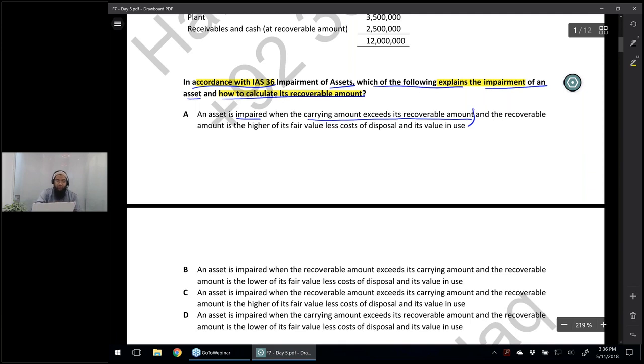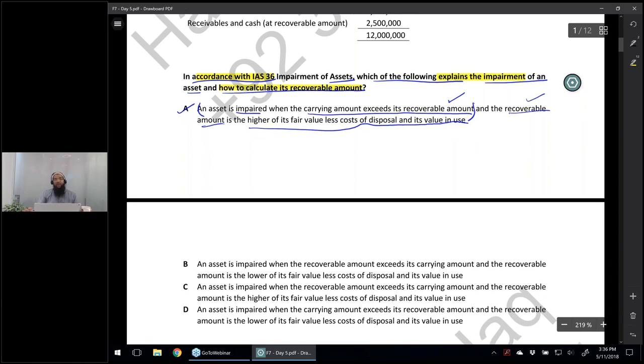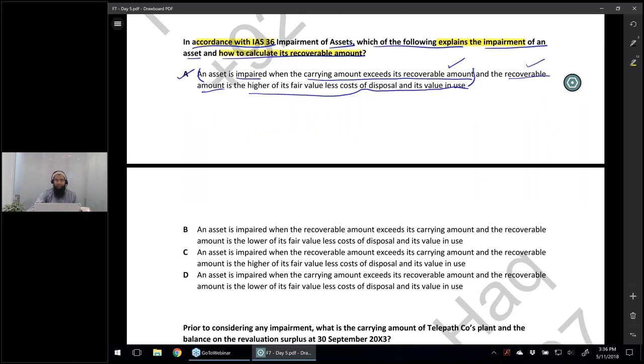So is this right or wrong? An asset is impaired when the carrying amount exceeds the recoverable amount. Yes, this is right. And the recoverable amount is the higher of its fair value less cost of disposal and the value in use. Is this statement also right? Yes, this is also right. So A is actually the right answer: an asset is said to be impaired when its carrying amount exceeds its recoverable amount, and recoverable amount is the higher of value in use and fair value less cost to sell.